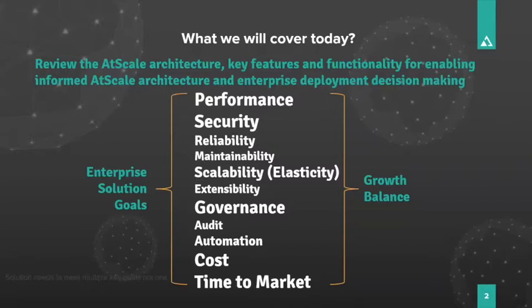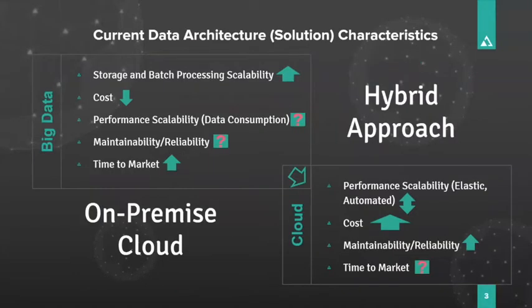So with that said, let me go to the next slide, where we will review the current data architecture or solution characteristics with respect to the goals I had mentioned on the previous slide. What we have seen in the last decade, just from a data architecture and BI perspective, is a shift. Now, a shift can be tactical, and then there are transformational shifts. Migrating from traditional data warehouses or data platforms to big data was a transformational shift.